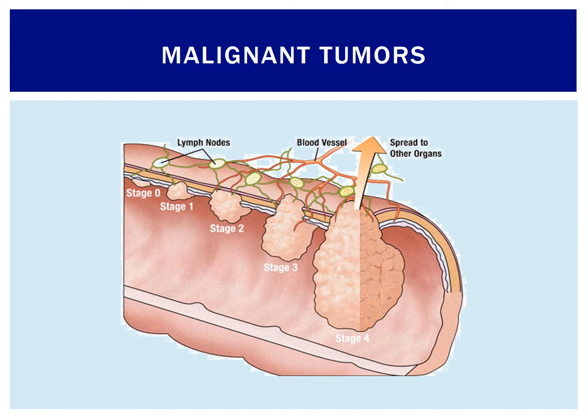This is an image of malignant tumors through different stages of growth. In stage 0, the tumor is just starting to grow. This growth continues through stage 3, where it then begins to invade other tissues. Finally, in stage 4, the tumor is going to spread to other organs through the bloodstream or lymphatic system.